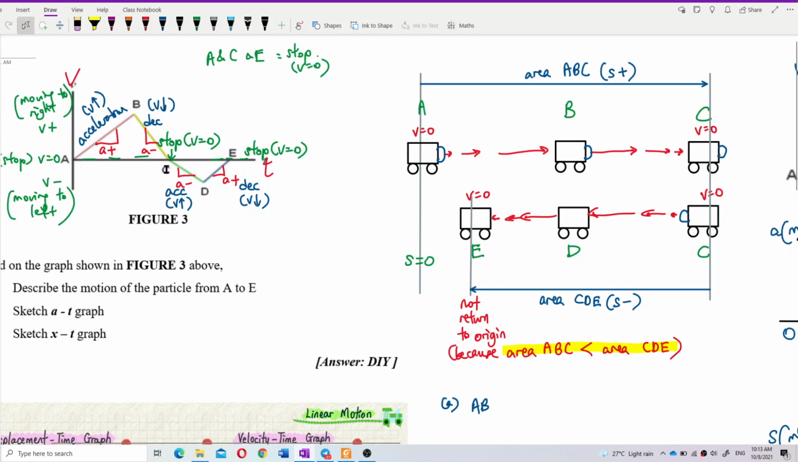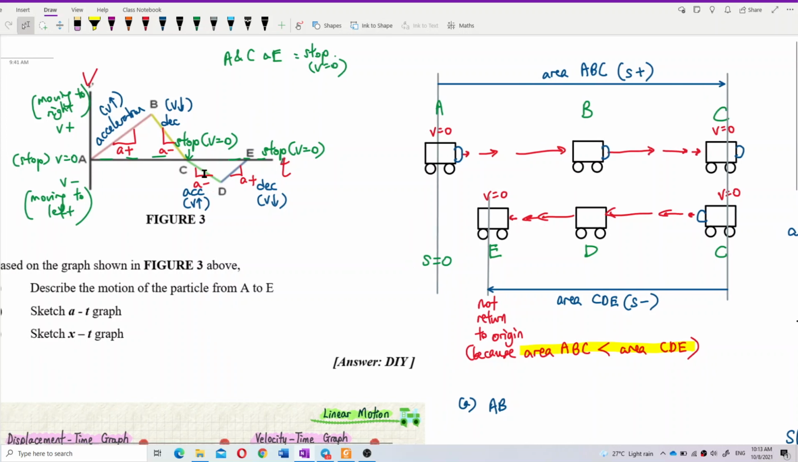Okay. Now C to D, the car is moving to the left because velocity is negative. And just now we learned this one, acceleration negative, but because A is negative and V is negative, same direction, the object accelerates. So it becomes faster and faster. You see, the velocity increases, but increases in negative value.